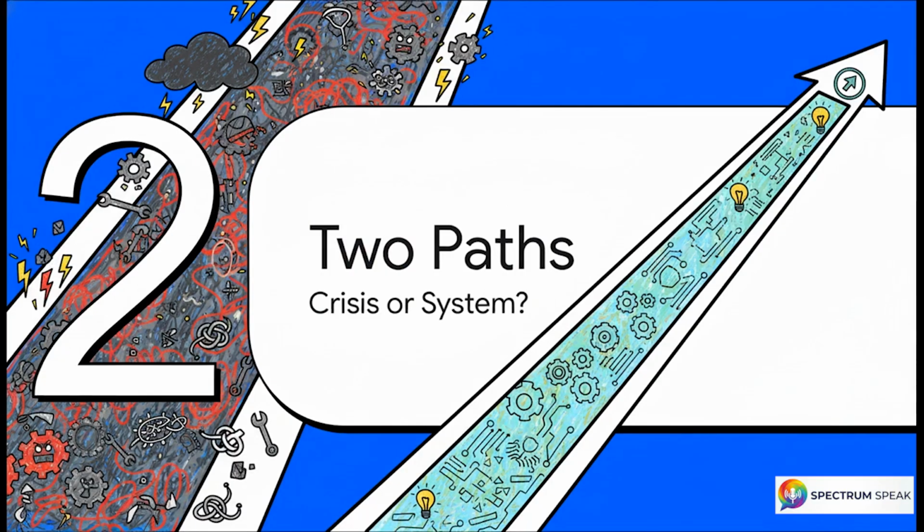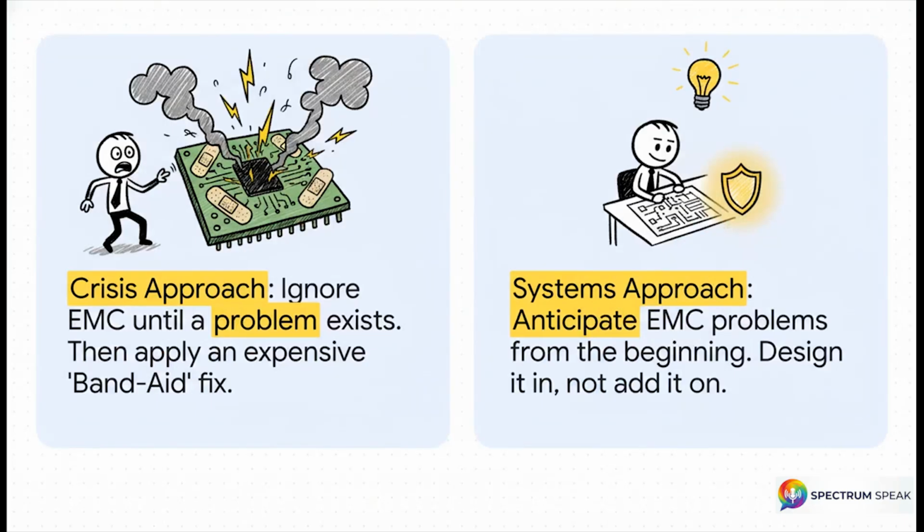And all of this brings every single engineer to a fork in the road. You really have to make a choice. There are two ways to handle EMC. And believe me, one path leads to elegant, profitable products, and the other leads to an absolute engineering nightmare. Over on the left, you've got what's called the crisis approach. This is where you basically just stick your head in the sand, ignore EMC, finish your design, and then just cross your fingers and pray it passes the final test.